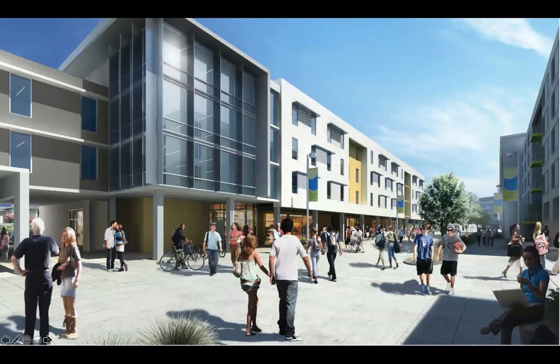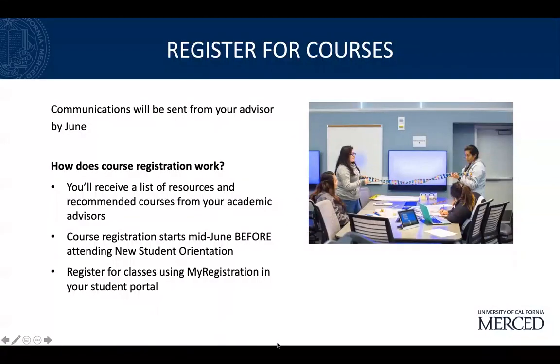Okay. Now, once you SIR, or statement of intent to register, by May 1st, that's the first thing you have to do. Once you've done that, once you submit your application for room and board, the next thing you need to do, next slide please, is register for classes. The communication will be sent from your advisor by June. You will receive a list of resources and course registration, and you register for classes using MyRegistration in your student portal. This is very important that you take care of this.